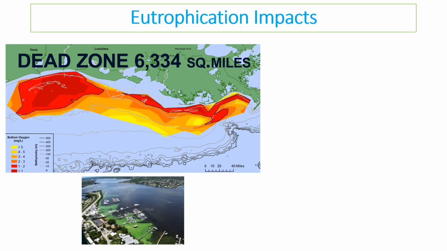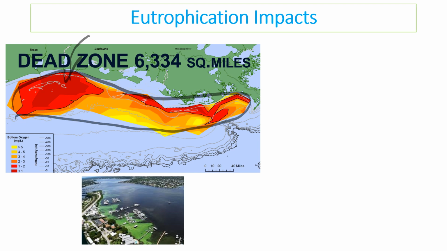Now, eutrophication has massive impacts, and here's an example in America. So water coming out of the rivers in Louisiana comes in, bringing all these minerals into the Gulf of Mexico, and this causes a huge algal bloom, and as a result you have something called a dead zone because of a lack of oxygen, and you can see the size of this dead zone is absolutely massive.